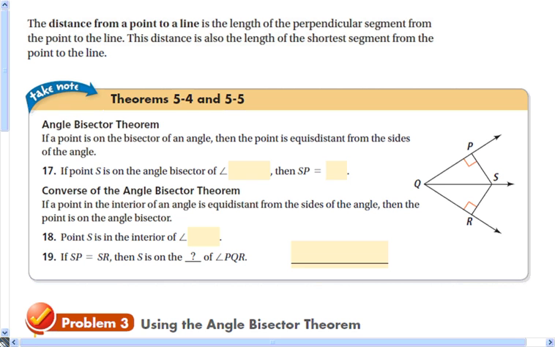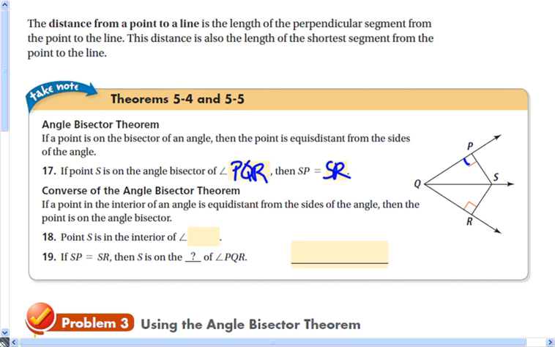Angle bisector theorem: if a point is on the bisector of an angle, then the point is equidistant from the sides of the angle. If point S is on the angle bisector of angle PQR, then SP is equal to SR. And the converse: if a point is in the interior of an angle and is equidistant from the sides of the angle, then the point is on the angle bisector.